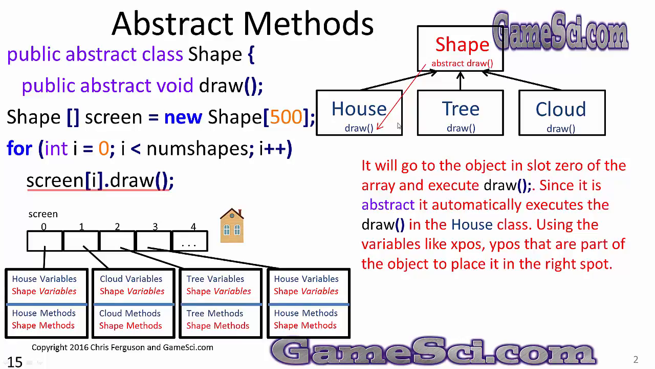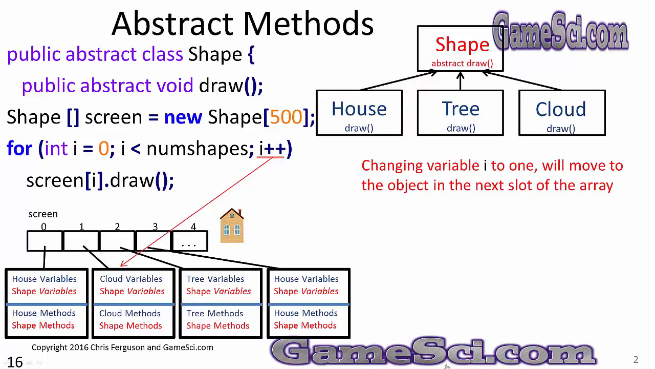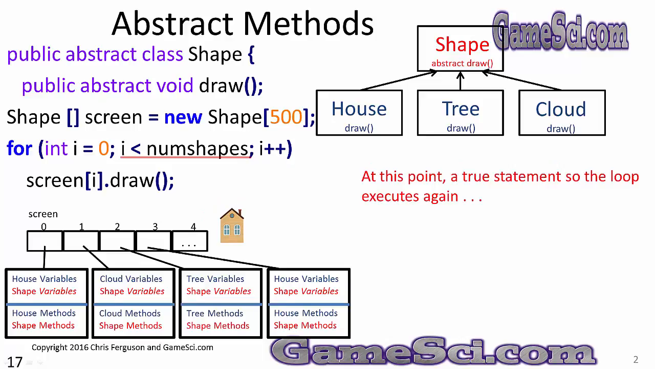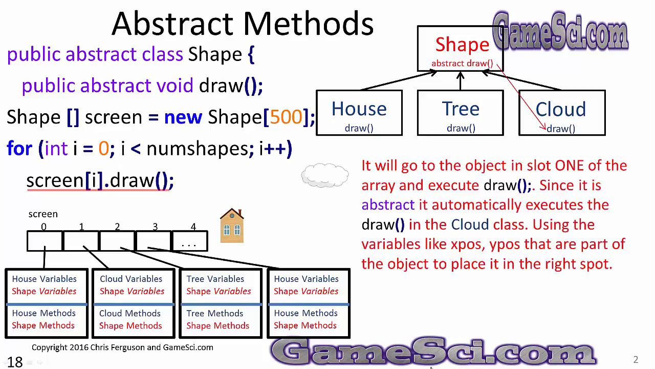Using variables like x and y position, which would come from the shape variables, and the fact that we're a house object, we can draw a house on the screen, and it will go in the correct spot. Spinning back up in the loop, I++, changing the variable I to 1, will move to the object in the next slot of the array. When I is 1, it means we want to access this cloud object. 1 less than num shapes is still a true statement, so the loop will execute again, and we'll go down and do the draw routine.